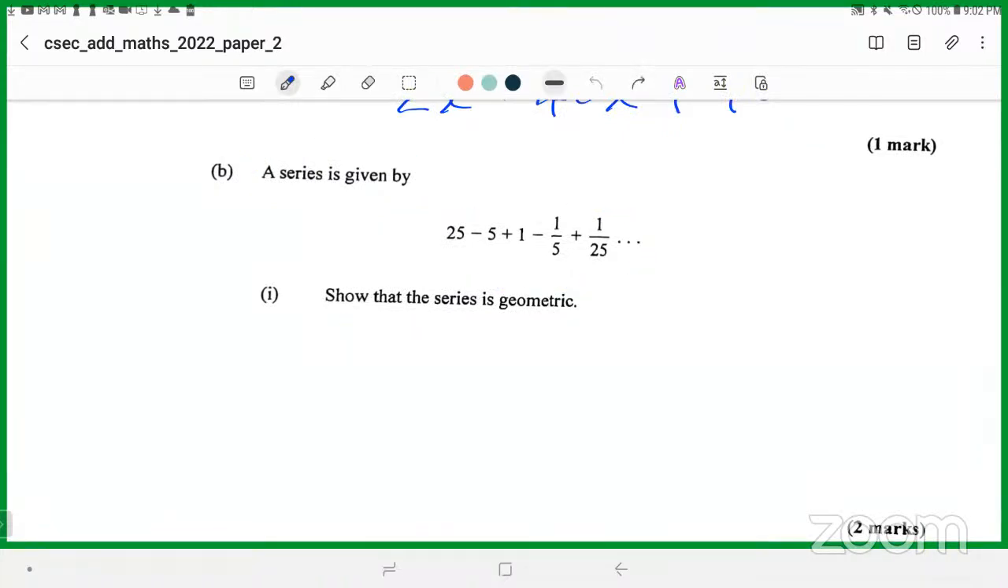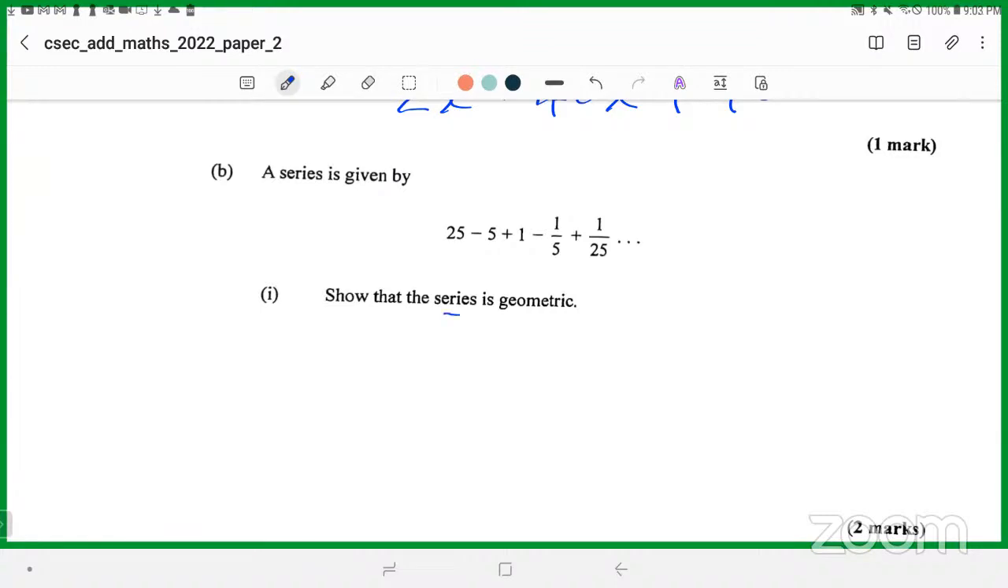So a geometric series is one that has a common ratio. To show that it is geometric, we really need to show that it has a common ratio. And the common ratio is equal to a term divided by its preceding term. So every time you have a term and you divide it by the preceding term, you are supposed to get the same value. Once that is the case, you have a geometric series. So all we need to do is show that it has a common ratio.